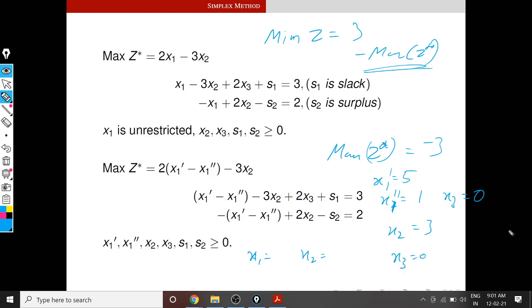Suppose x3 equal to 0. x2 is 3. What about x1? x1 is x1 dash minus x1 double dash. Here x1 dash is 5, x1 double dash is 1, so it is 5 minus 1, that is 4. So x1 is 4. Suppose it is like this, this is 1 and this is 5. Then x1 dash minus x1 double dash is our x1, so x1 is minus 4. You got it? So here our variables are non-negative, but our actual decision variable is negative. This is possible because x1 is unrestricted in sign. So x1 may be negative. That's the idea.